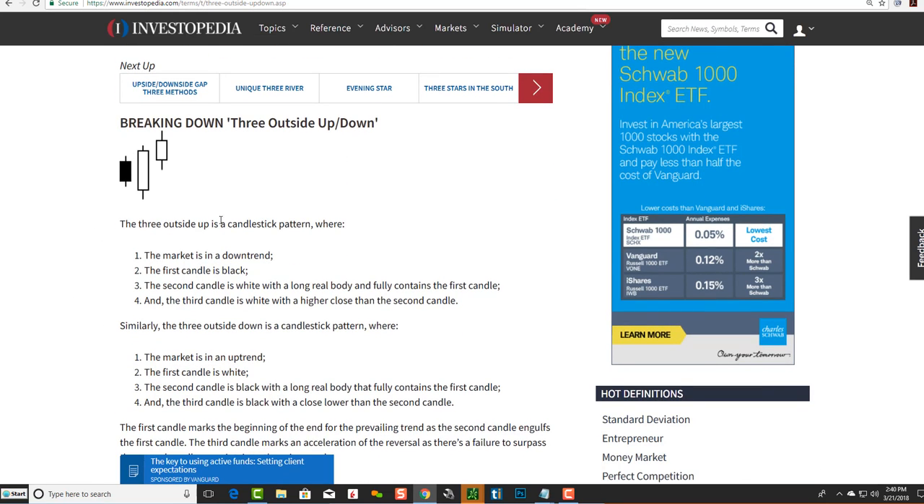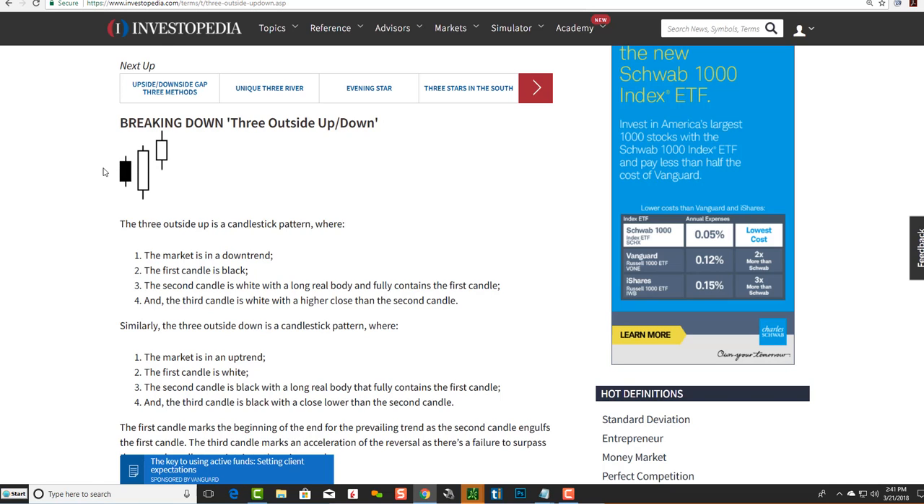So the 3 outside up is a candlestick pattern where the market is in a downtrend. First candle is black or red. Second candle is white or green with a long body, right? And fully contains the first candle. And the third candle is white or green with a higher close than the second candle right here.